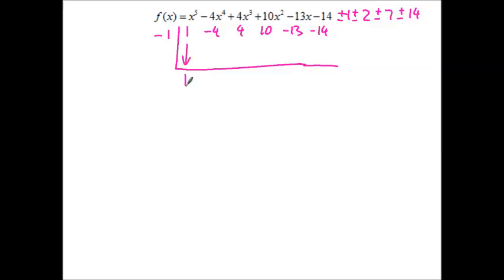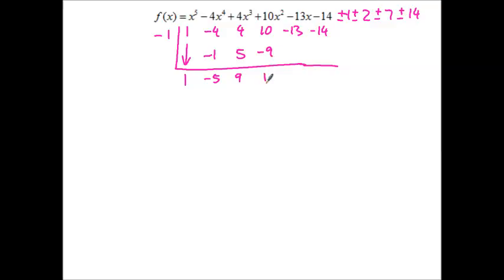Alright, bring down our 1. Negative 1 times 1 is negative 1. Negative 4 plus negative 1 is negative 5. Negative 1 times negative 5 is positive 5. 4 plus 5 is 9. Negative 1 times 9 is negative 9.